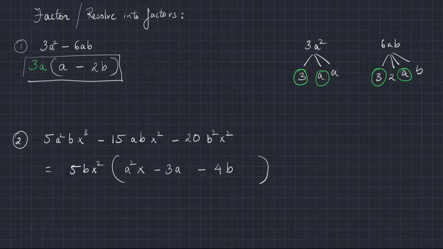Whenever we are done factoring, it is always worth checking if what we have factored is correct. And the best way to do this is to actually expand out our expression, since factoring is the opposite of expanding. So for example, for the first one, we can check by expanding 3a times a minus 2b. Expanding 3a times a and 3a times negative 2b, we do get the original expression, which is 3a squared minus 6ab. You can also perform the same check for the next example.